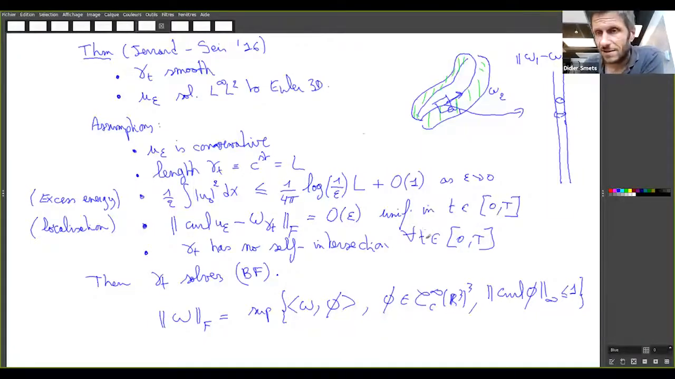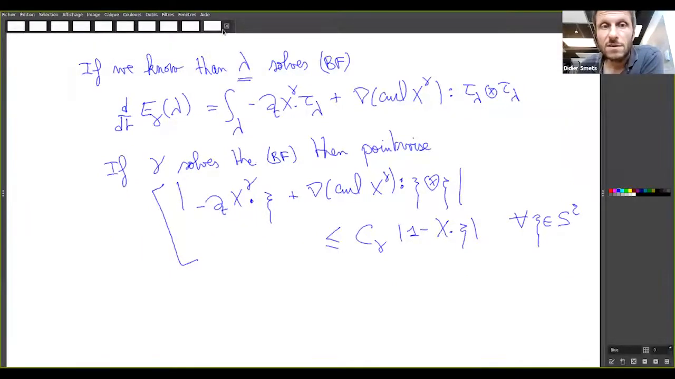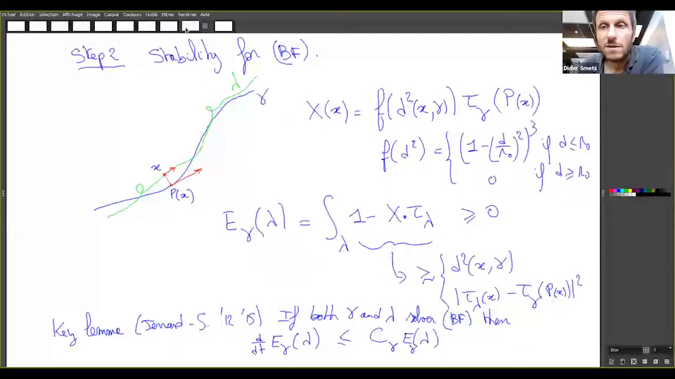I have a question, Didier. In your last slide, you discussed the stability of this binormal flow, but the two curves, gamma and lambda, did not have the same role, right? One was a kind of smooth one, and the other one. Yes, you are completely correct.